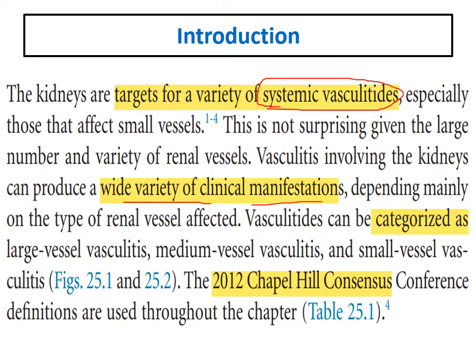As we said, it can affect blood vessels in all organs of the body, but their classification depends mainly on the size of the vessel, dividing them into three categories: large vessel vasculitis, medium-sized vessel vasculitis, and small vessel vasculitis. And they are classified according to the Chapel Hill classification, according to their size, as we said.